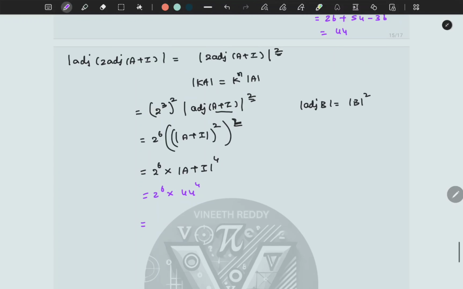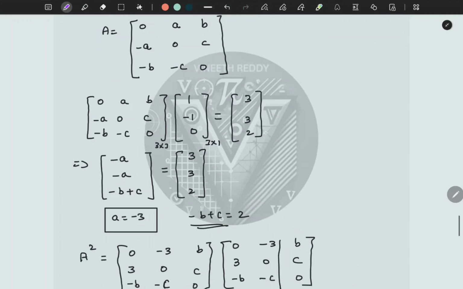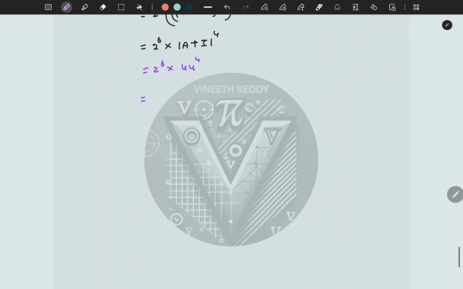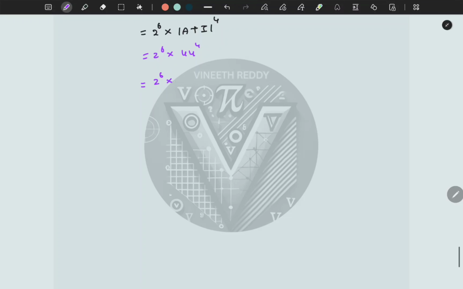So this part is equal to 2 raised to the power alpha, 3 raised to the power beta, 11 raised to the power gamma. We can write this as 2 raised to the power 6 into 4 into 11 whole power 4. So we can write this as 4 power 4 into 11 power 4. We can write 4 as 2 square. So we can write this as 2 power 6 into 2 to the power 8 into 11 to the power 4. It should be 2 to the power 14 into 3 power 0 into 11 power 4.